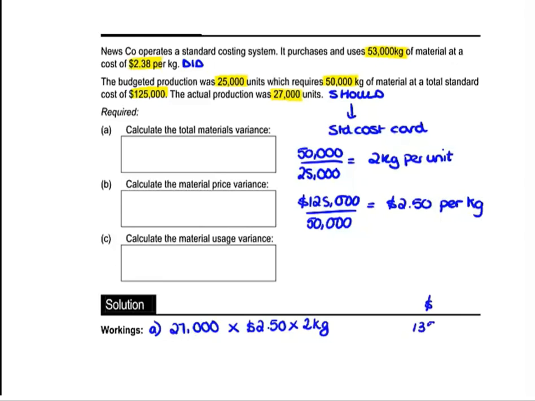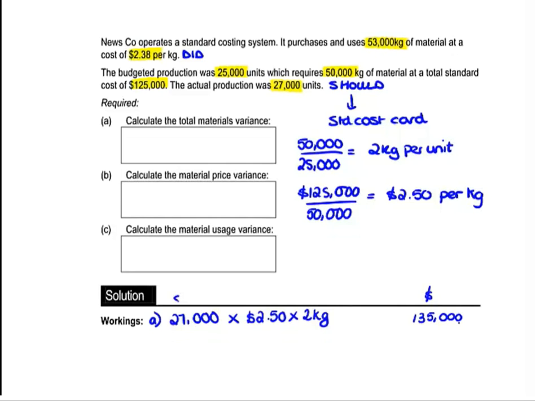So we should have spent $135,000 making 27,000 units. How much did we spend? That was our should. Well, we did use 53,000 kilograms of material, and we spent $2.38 per kilogram. So that's $126,140. So it costs less than we were expecting, which means that we're going to end up with a favourable variance of $8,860.